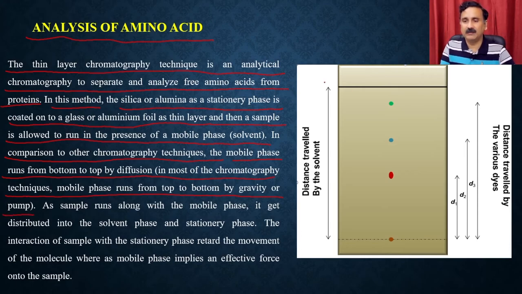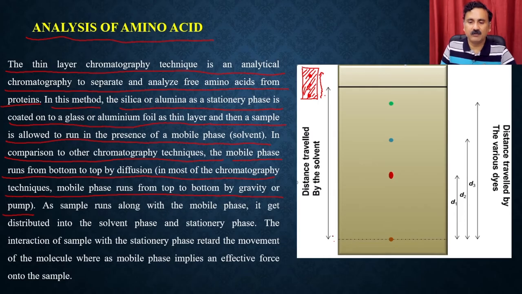So what you are going to do is take a thin aluminium foil or glass plate, and on it you make a thin film of alumina or silica, right? Then you apply your amino acid sample, which you have dissolved, and you keep this in a solvent system. Once the solvent runs from bottom to top, it takes up your amino acids along with it, and it gives you spots for the mixture of amino acids, and that's how it separates.